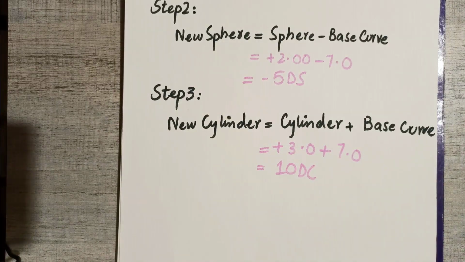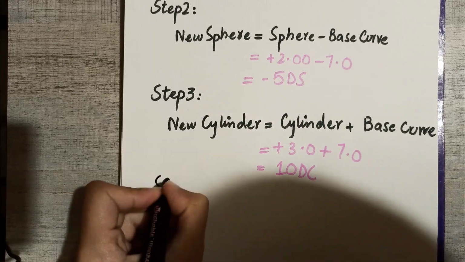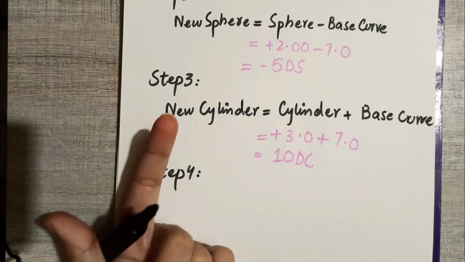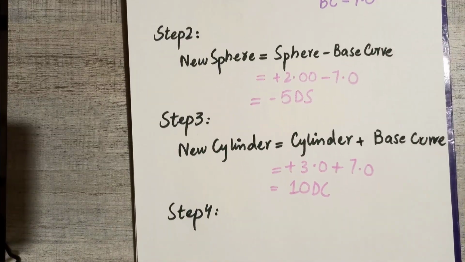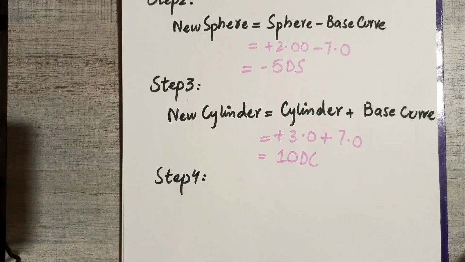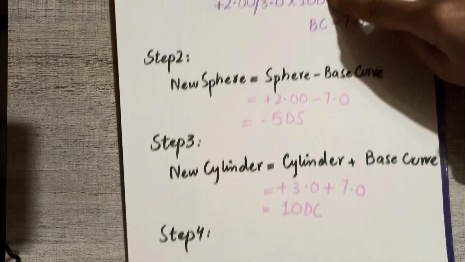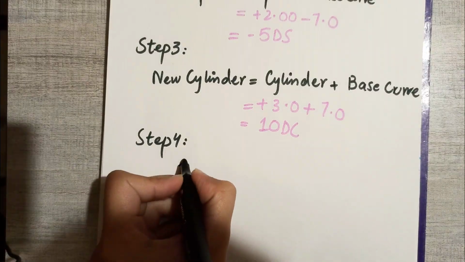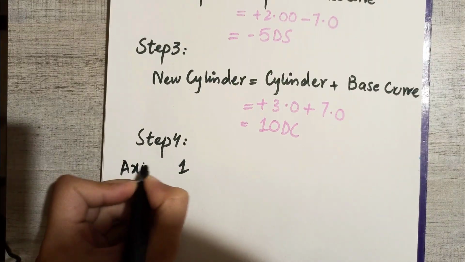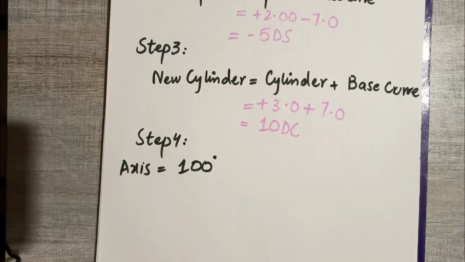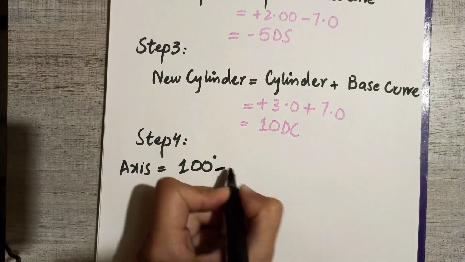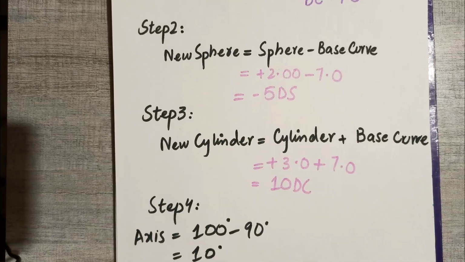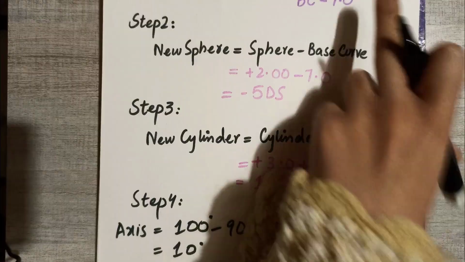The last step, step number 4, is to find out the axis for the base curve. To find the axis for the base curve, we will use the axis of our transposed prescription, which is 100. As the axis is greater than 90 degrees, we will subtract 90 from it and we are left with 10. So this is the axis of our base curve.